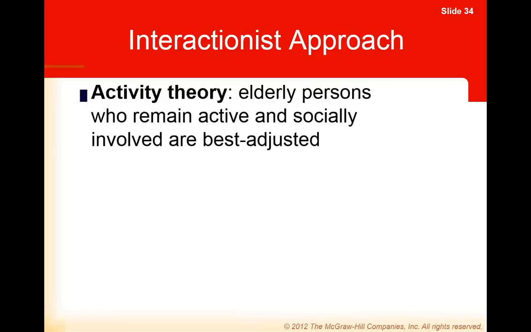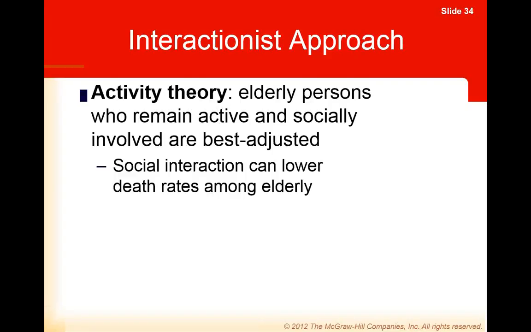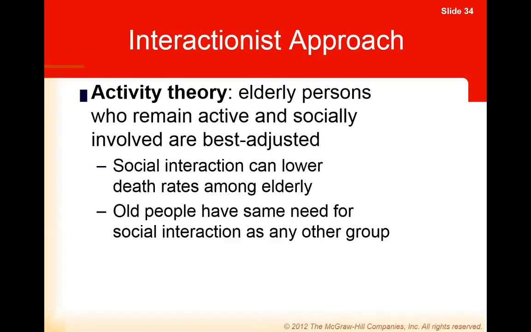The interactionist approach is activity theory, and it basically says that elderly people who remain active and socially involved are better adjusted than people who completely withdraw. If you wrap yourself in a shawl and stay at home with your cats on the rocking chair, that's not going to be the best retirement. That's going to be a retirement that's actually socially unhealthy and may lead to other problems. Those who remain active and socially involved have better adjusted retirements. This can actually extend life expectancy and lower mortality rates among certain cohorts.